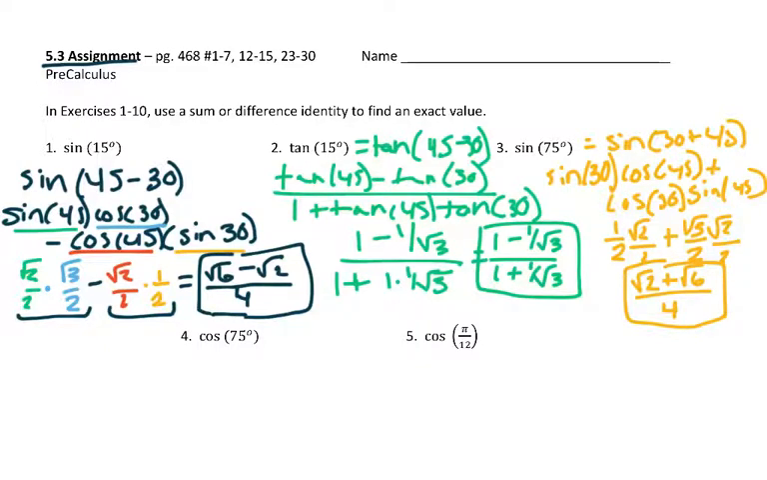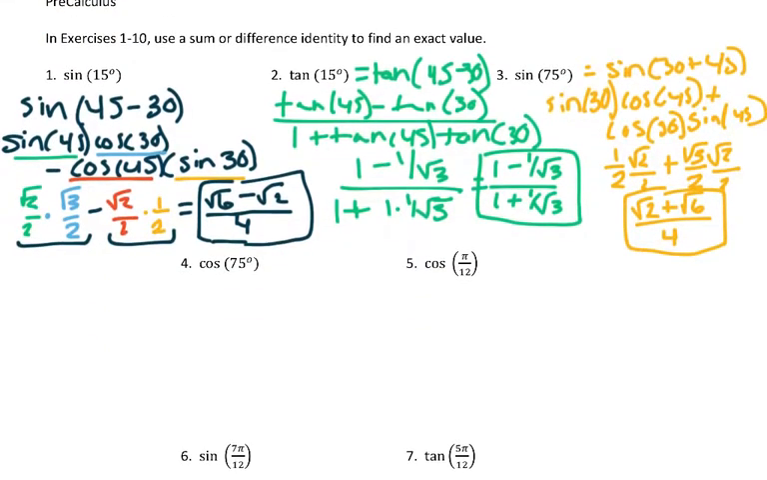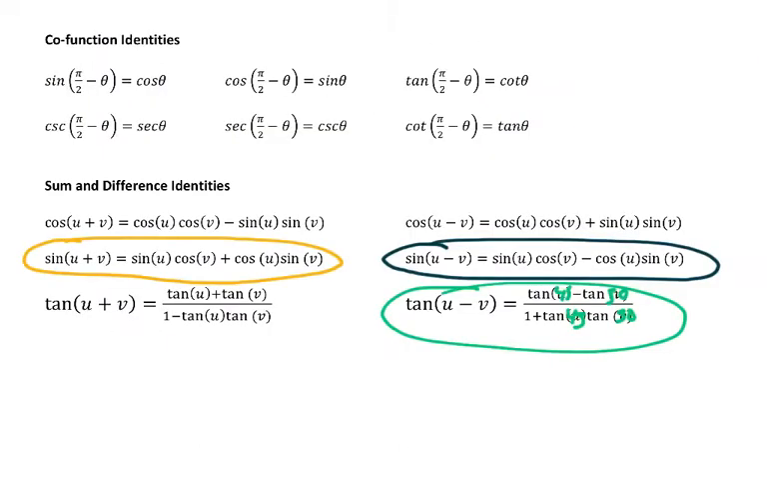Alright, continuing on, we're going to do cosine of 75. So I'm again going to make this cosine of 30 plus 45. And so now I just need to fill in our formula of cosines being added.